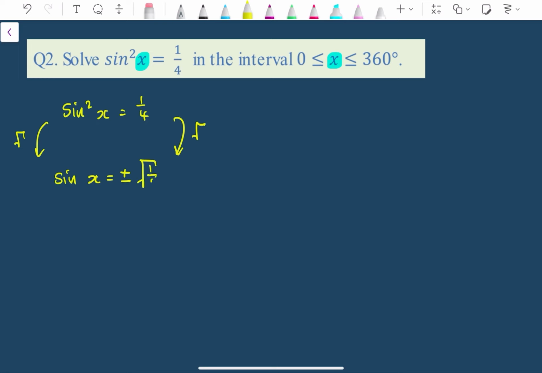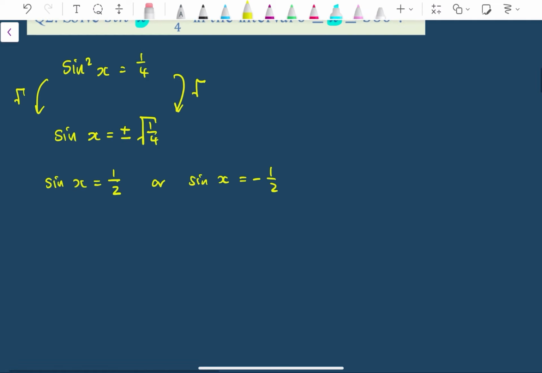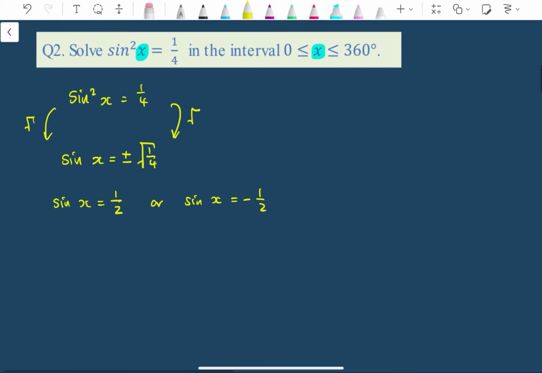So that's 1/4. And therefore I get sine x equals the positive answer, which is a half, or sine x equals the negative answer, which is negative a half. So the square root of 1/4 is a half, but I get plus minus a half. Okay, so in this example, I actually have 2 equations which I need to solve. And for both of them, I want to find my answers between 0 and 360.